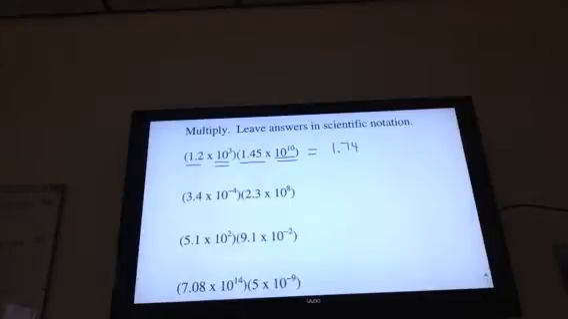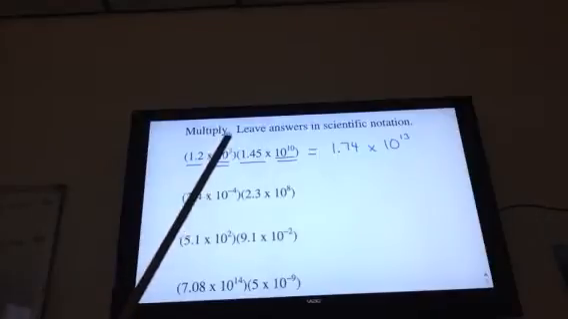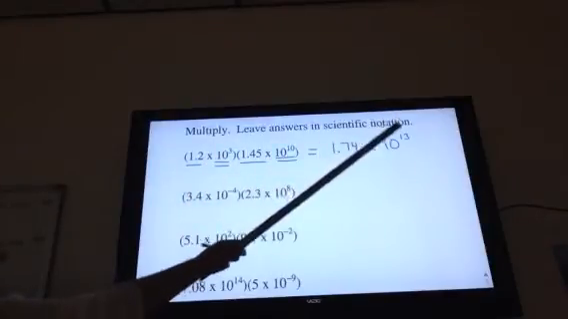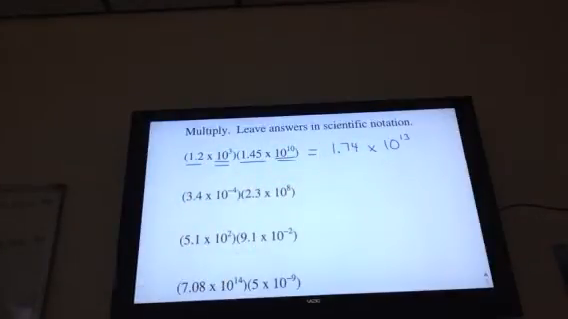When you multiply 10 to the third times 10 to the 10th, we get 10 to the what? 10 to 7? Nope, 13. What do we do when we multiply? We add exponents. So 3 plus 10 is 13. That's my answer. We don't carry it out any further.